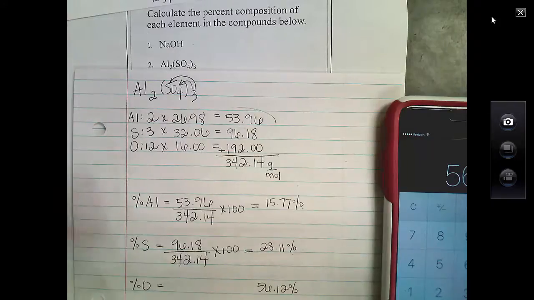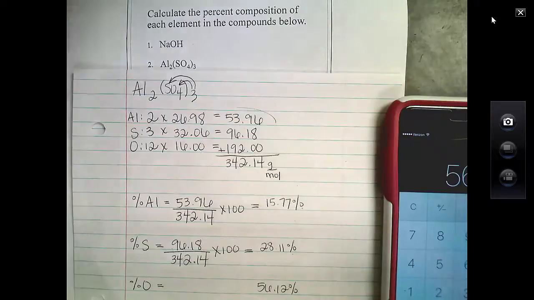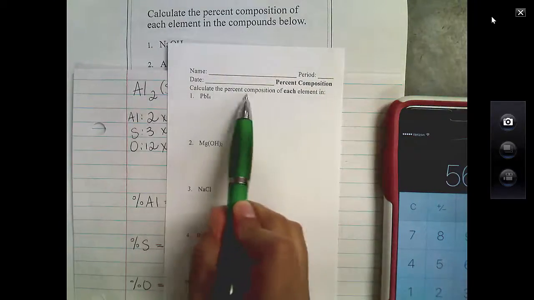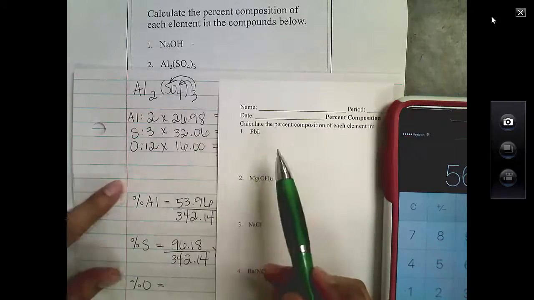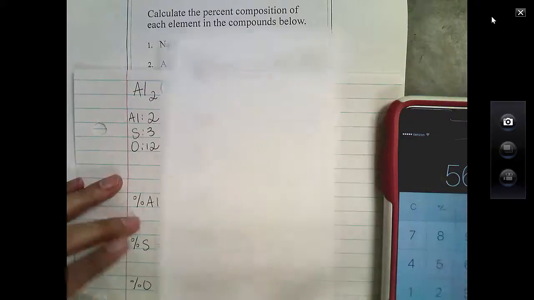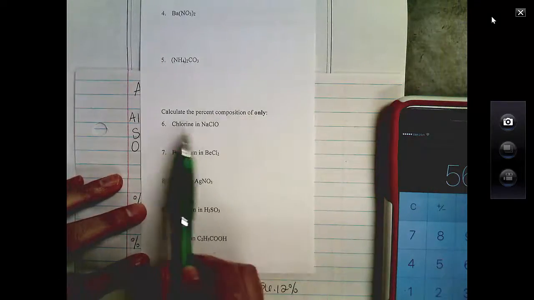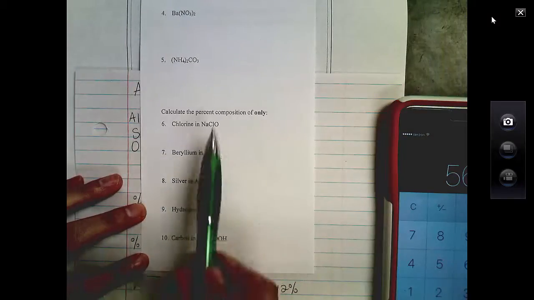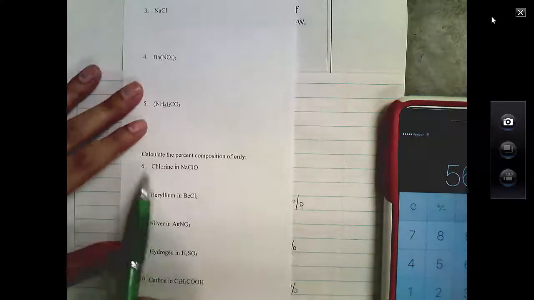So that's percent composition, and you should be able to complete your assignment here now. Be careful because the top half says calculate the percent composition of each element in all of these. So for every element, just like we did in our examples. But the bottom half says to calculate the percent composition of only one particular element in these compounds. So you should find the total mass, but you'll only perform 1 percent composition calculation for the element shown. Okay?